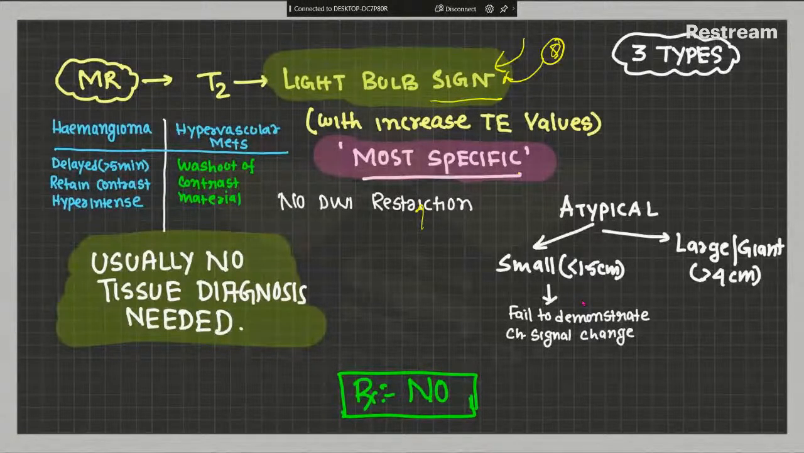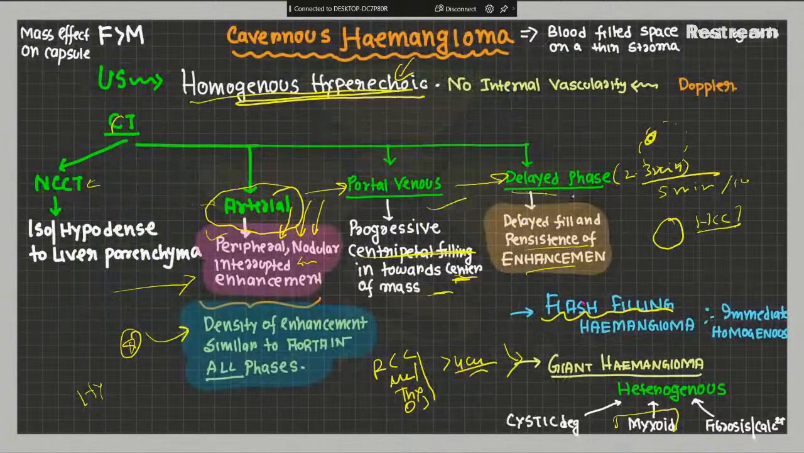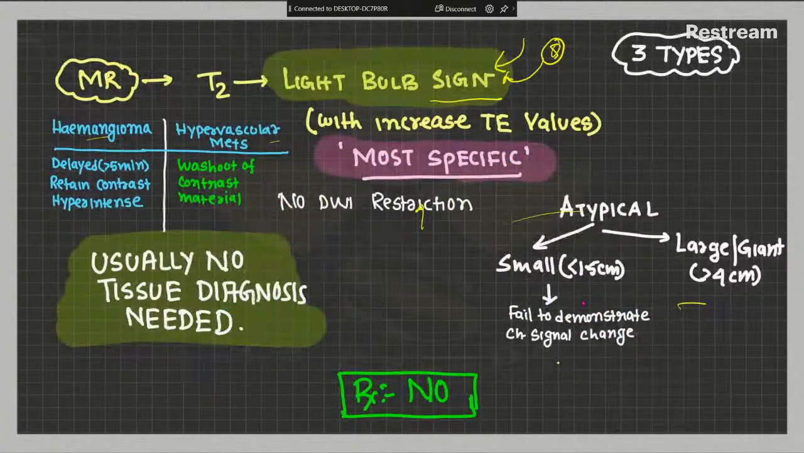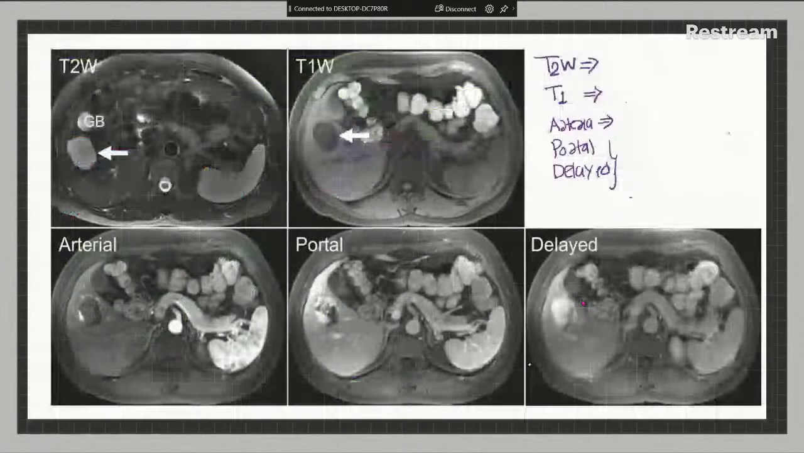Next, I already discussed the difference between the hemangioma and hypervascular metastasis. The metastasis will show contrast washout in delayed phases, but as I told you, hemangioma will retain contrast in portal venous and delayed phases. So with this, I think I finish the first topic, that is hemangioma, and it requires no treatment.